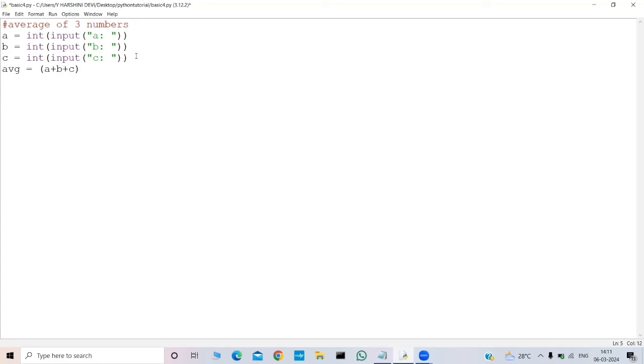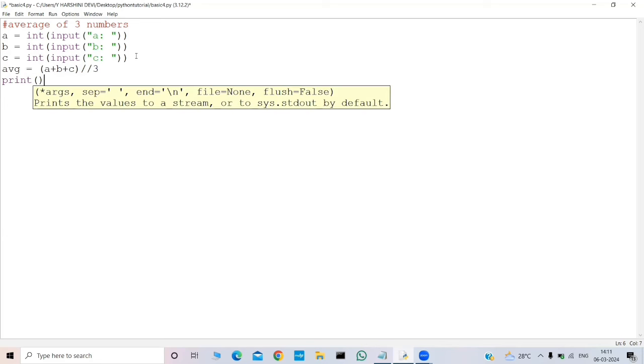So the average is equal to A plus B plus C whole by 3, right? Print "the average of A, comma B, comma C is" AVG.